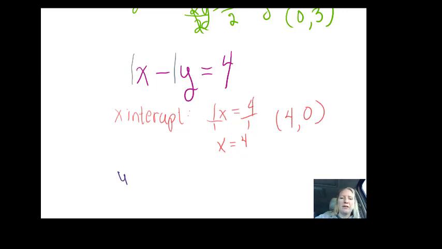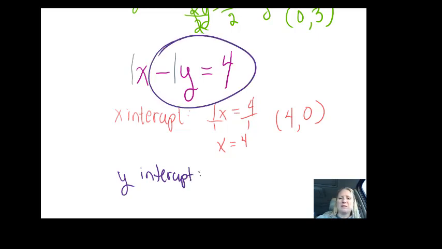And we'll do our y-intercept. And we use this piece. So negative 1y equals 4. So I divide by negative 1. What happened there with that line?